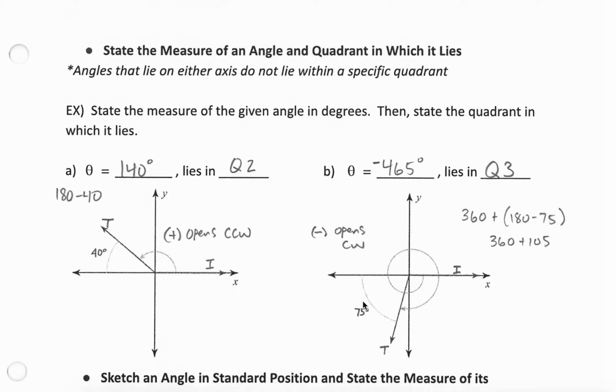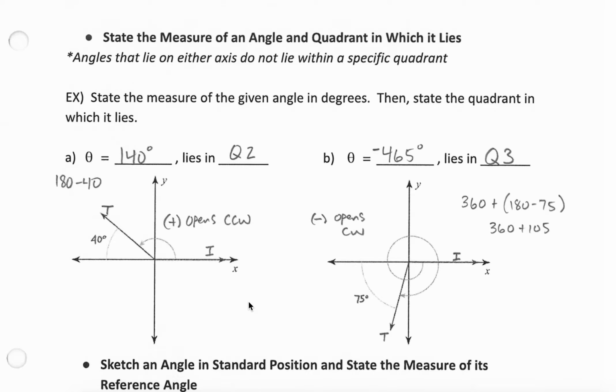All right, let's practice looking at some rotated angles and stating the measurement and practicing saying which quadrant the angle lies in. It's important to note that if an angle ends up on an axis, then we don't say it lies within a specific quadrant. You could say it lies on the axis on which it's sitting. That's okay to say.